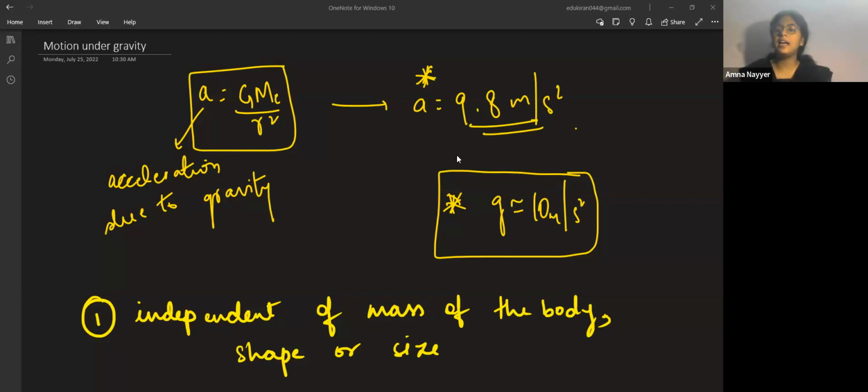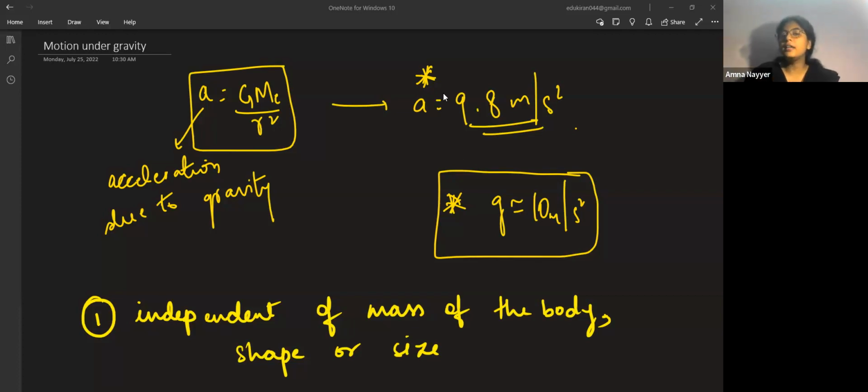So see, I'll begin the class. Let students join because it's already 5 minutes over. In the last class, we had started with motion under gravity. We couldn't complete all the questions because of lack of time. So one or two questions were left, which I'll complete today.